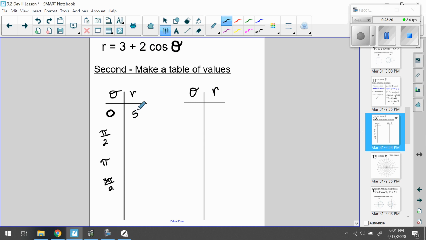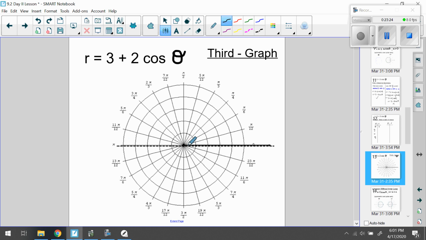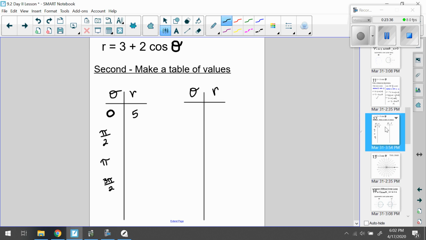And every time I get a point, I like to go to my polar grid and make a point. So along the angle 0, I'm going to count out to 5. So 2, 3, 4, 5, so way out here. And then since that's on that dotted line, I'm not going to have a partner point to put with it. So I'm just going to go on to pi over 2. And pi over 2, cosine of that is 0. So 3 plus 0 will be 3.